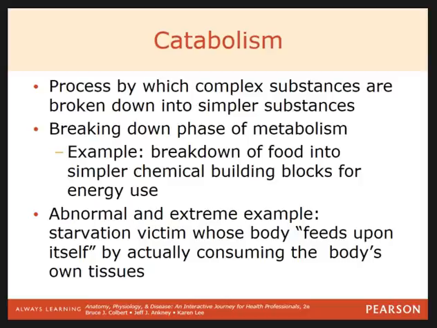Catabolism is a process where a complex substance is broken down into a simpler substance. So it's the breaking down phase in metabolism. For example, breaking down food into simpler chemical building blocks for energy use. So we eat the food, it comes into our body, we break it down into its smallest nutrient substrates, it gets absorbed. So that breakdown process is catabolism.